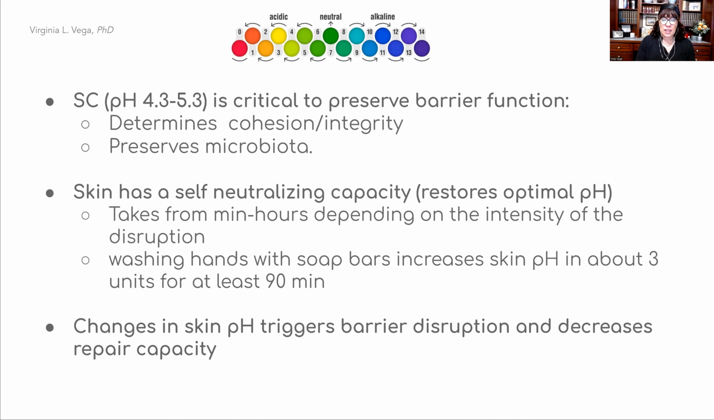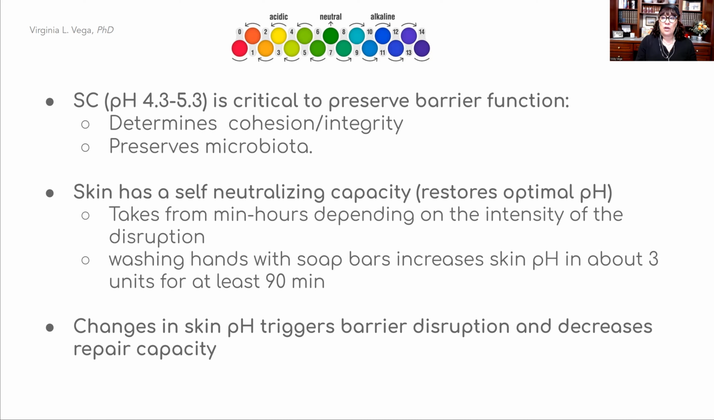The other thing that is important is the skin has the capacity of self-neutralizing, so to restore the pH to a normal condition. This neutralization depends on how strong the disturbance in the pH was. And of course, it will take different time, between minutes and hours. For example, when you use soap bars that tend to have a very alkaline, very high pH, your skin pH can change 3 units, going from 5.3 to 8.3 for at least 90 minutes.